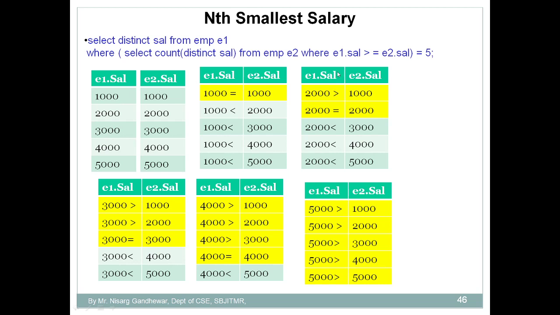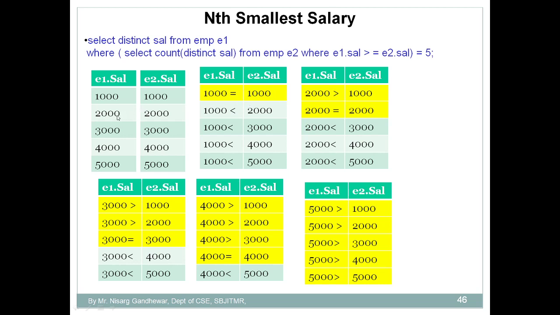In this case again we try to match the condition whether E1.sal is greater than or equal to E2.sal. What is the first value of E1? 1000 is greater than or equal to 1000, yes. Then 1000 is greater than or equal to 2000, no, the condition is false. Now we can say that this is the first lowest salary of an employee.